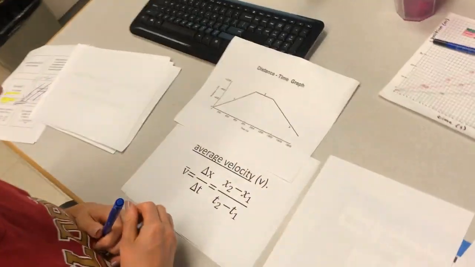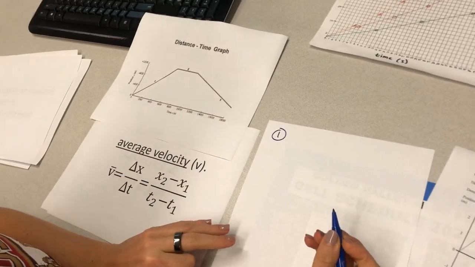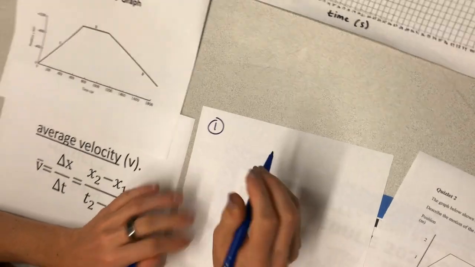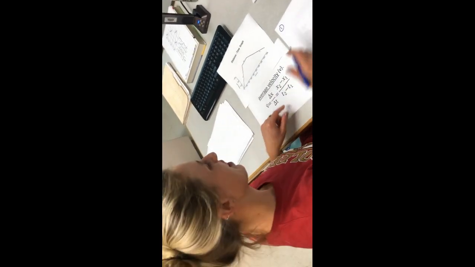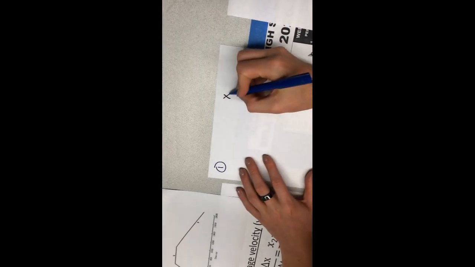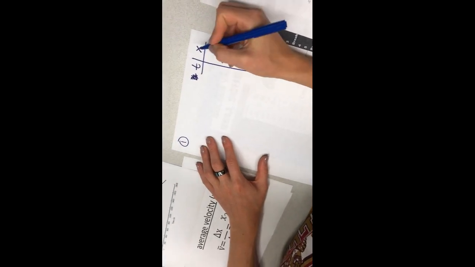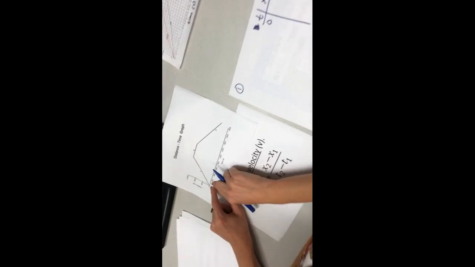Let's go ahead and calculate the average velocity for all 3 of these segments. We'll start with the first one. I'm just going to write out my equation first. In order for us to graph this, we need to know what the times and the positions are. Time is on the x-axis and position is on the y-axis. Time, position. So at time 0, our position is 0.